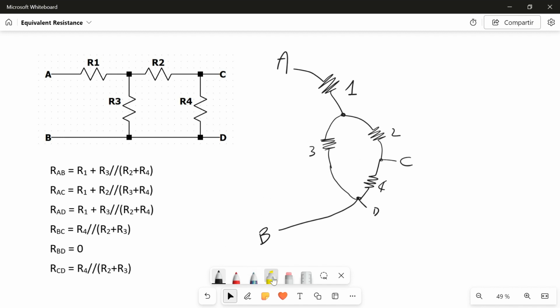We can also visualize this with the current. So the current from A to B would follow this path, and here it splits into two currents and then comes back. So this is basically the same thing that you have seen on this graph. Let's continue and see another example.